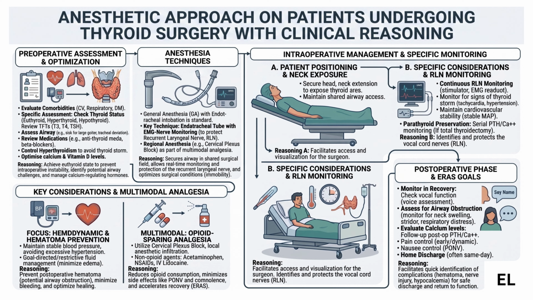This is critical because operating on an uncontrolled hyperthyroid patient can precipitate a thyroid storm, a life-threatening emergency characterized by severe tachycardia, hypertension, hyperthermia, and arrhythmias. Therefore, we always review thyroid function tests, T3, T4, and TSH, and ensure the patient is optimized, often with antithyroid drugs and beta blockers if needed. Airway assessment is another cornerstone. Large goiters can cause tracheal deviation, compression, or even airway obstruction, making intubation challenging. So we must anticipate a difficult airway and be prepared with advanced airway equipment.